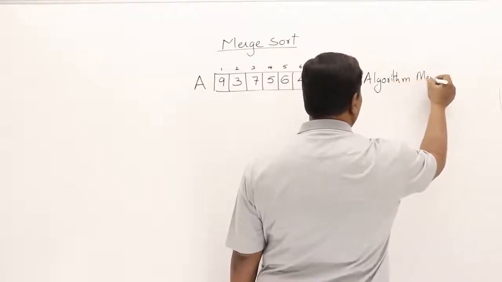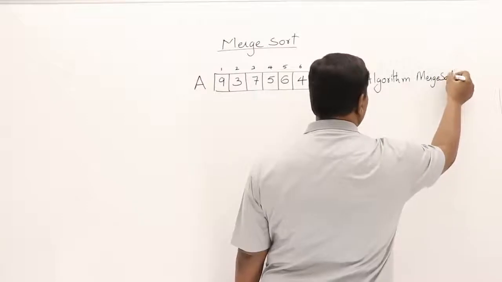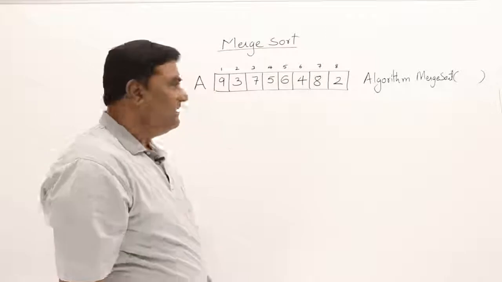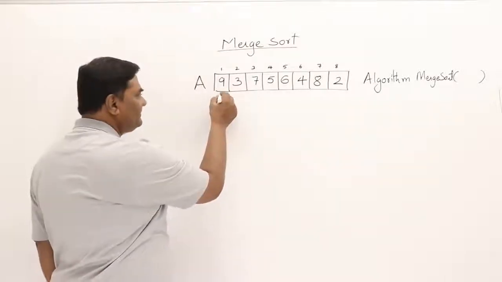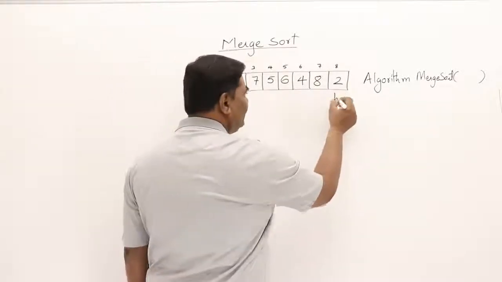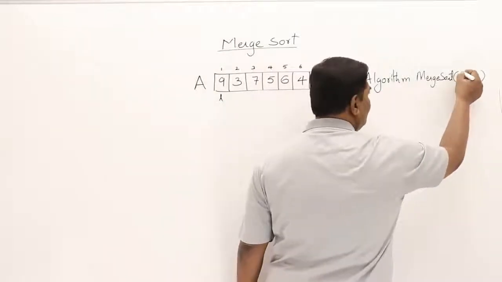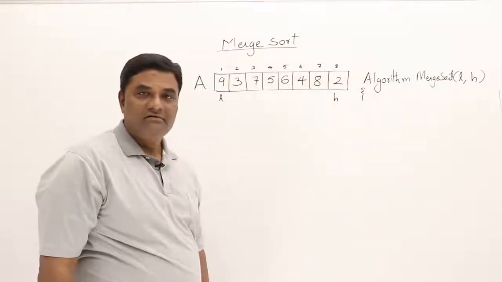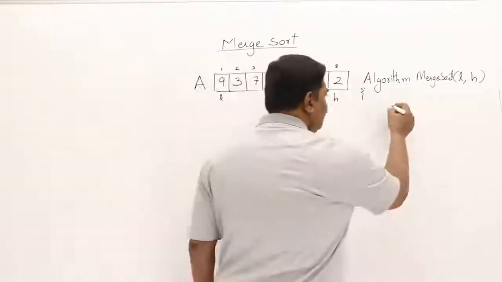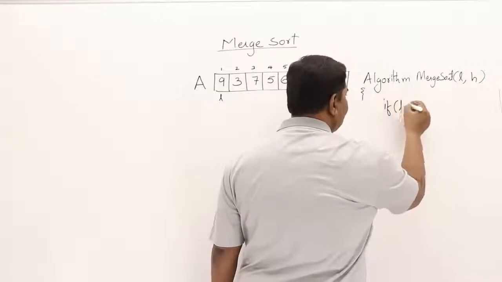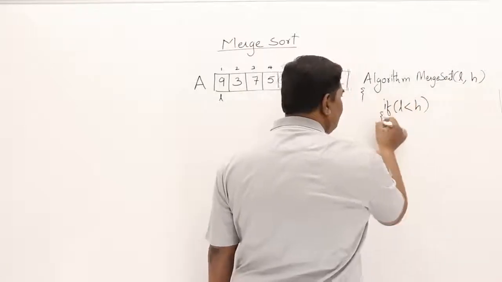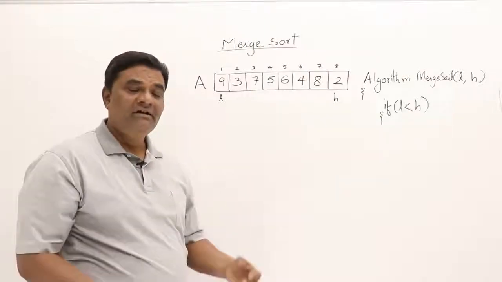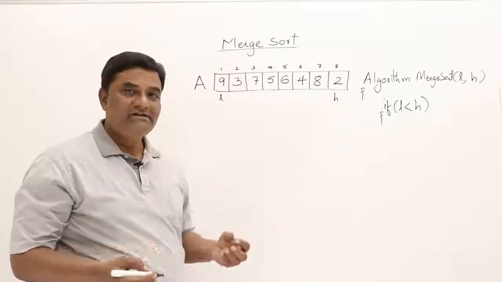Algorithm merge sort. What are the parameters it takes? It takes two parameters, that is the beginning of a list and the ending of a list. So low and high. Then we check if low is less than high. If low is equal to high, it means there is a single element. Low is less than high means at least there are two elements.